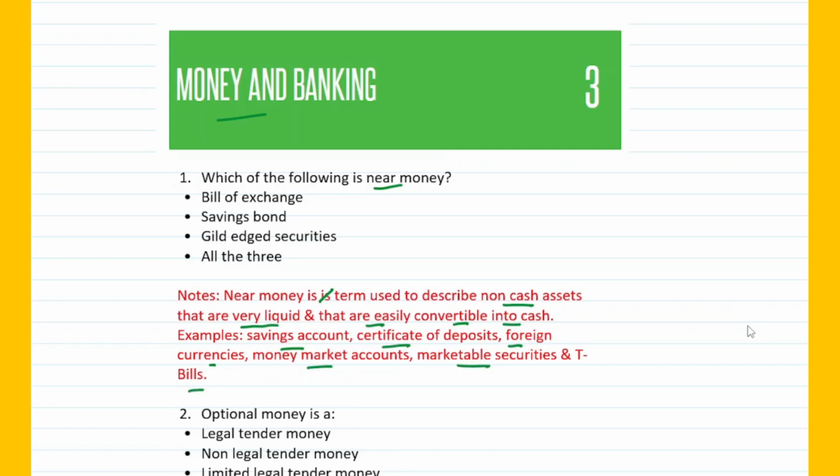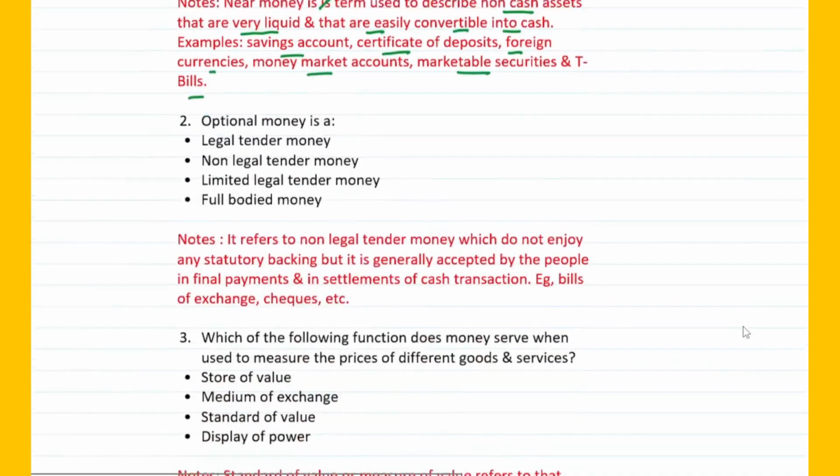So what should be the correct answer? Bill of exchange, savings bond, gilt-edged securities, then it should be gilt-edged securities. So the correct answer is all of the three, right? Okay, let's move on to the next question.